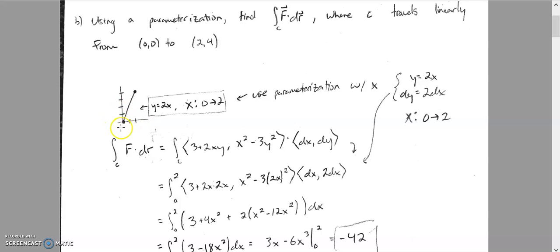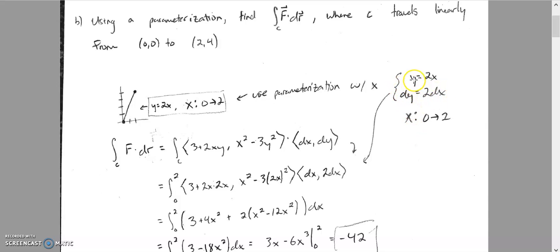So I got 0, 0. I've got 2, 4 here. What is the line, because it travels linearly, that goes between those two? Y equals 2x, and x is going to go from 0 to 2. That's my parameterization. You could have x equals t and y equals 2t and use a parameterization with t, and it would get you the same answer. Almost everything down here would be the same except for this line right here. All of the x's would be replaced with t's. Anyway, either way is good. I'm doing it with x's.